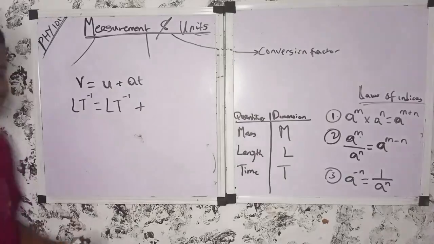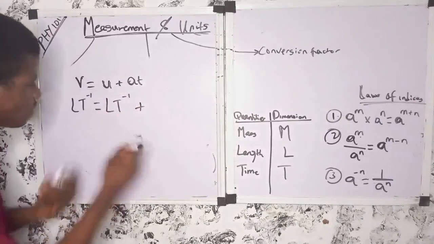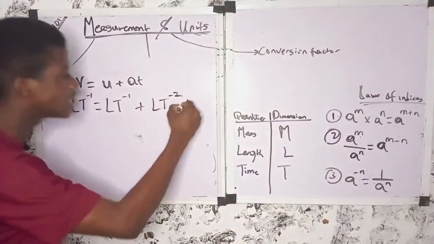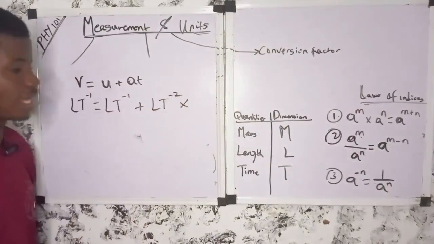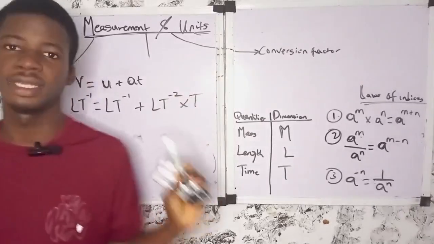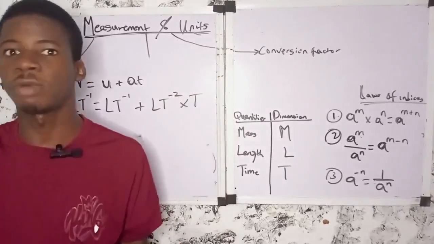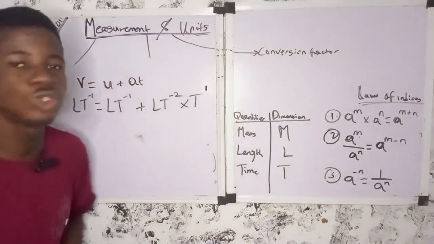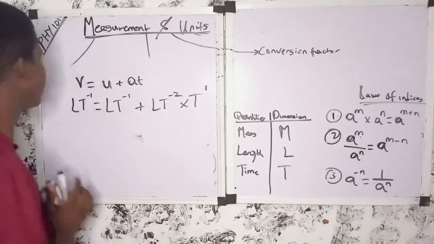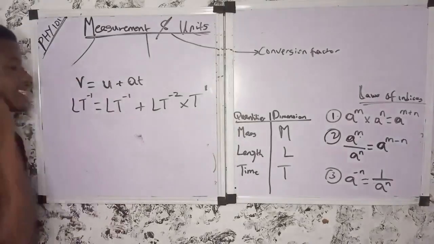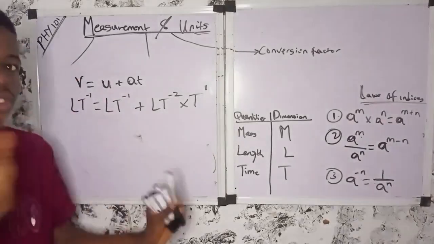Then plus, remember, I did the dimension of acceleration. Dimension of acceleration is what? L T to the power what? Minus 2, right? Yes. Then times, what is the dimension of time? Dimension of time is capital letter T. Now, T is standing alone. It means T raised to power 1, right? Yes. So this part is still T raised to power 1. Now, if the dimension in this part is the same as the dimension in this part, we know that this equation is correct.